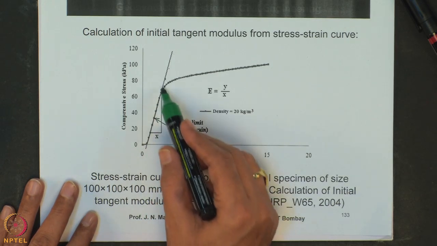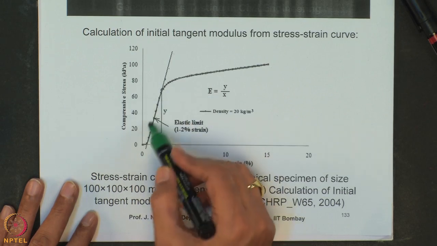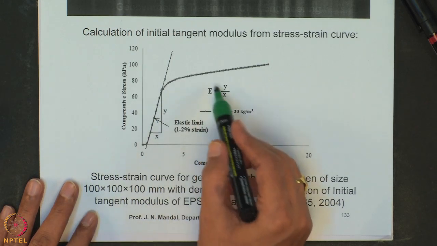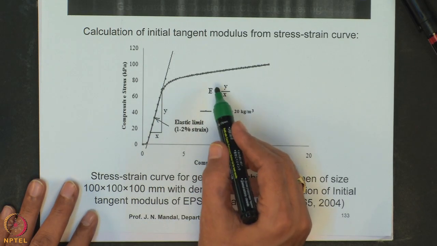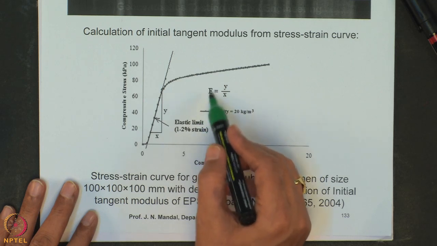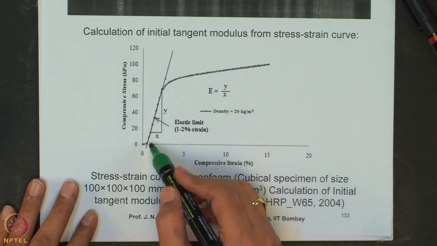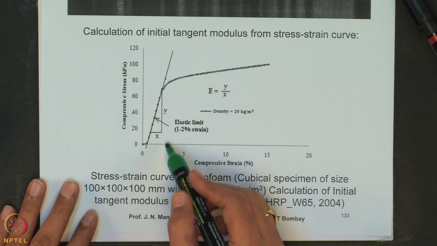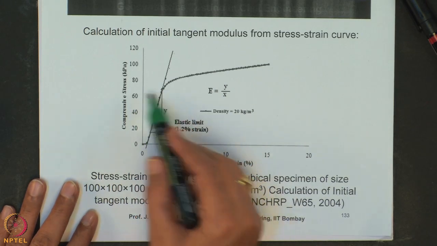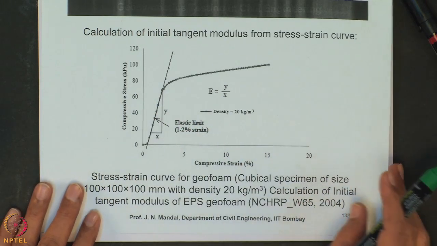You know that the slope of this curve will give you the initial tangent modulus. So, initial tangent modulus E will be equal to y by x. You know the strain and you know the compressive stress, then you can determine the modulus of the EPS geofoam material.